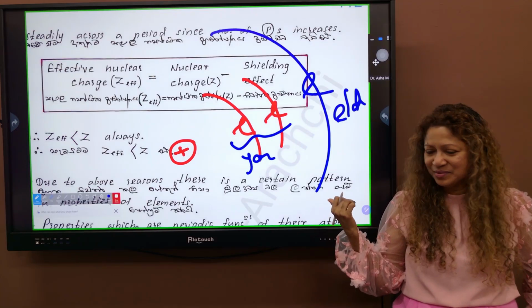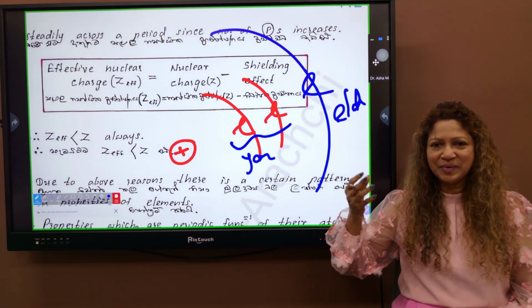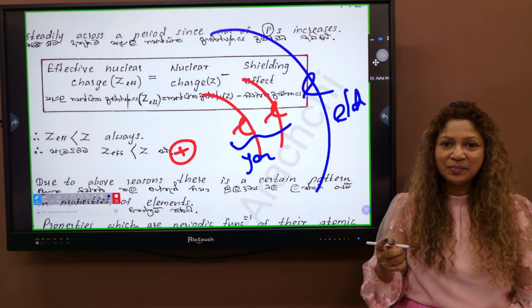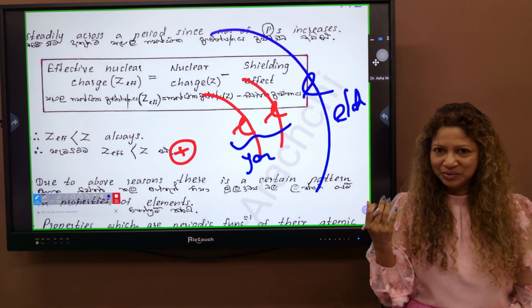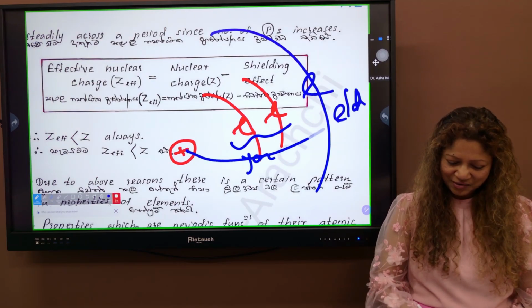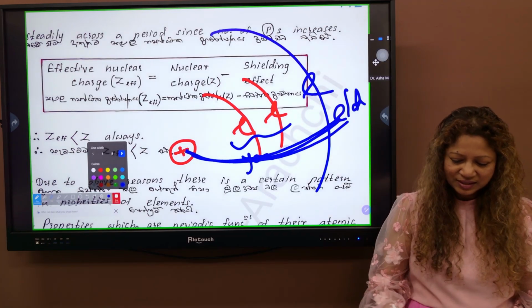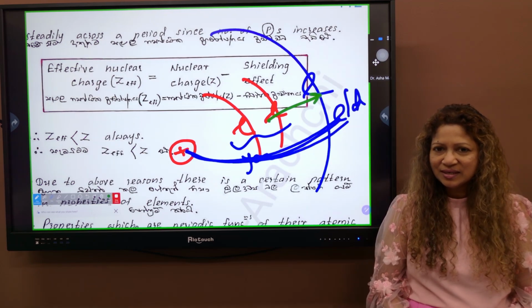Me and my brother come to the family, then the elder sister gets deviated because parents are supposed to give more attention to us, and then my brother and I say, just get away. Mom belongs to us, dad belongs to us, so stay out of parents. So what happened? She is deviating, getting away from parents. That is called the shielding effect.